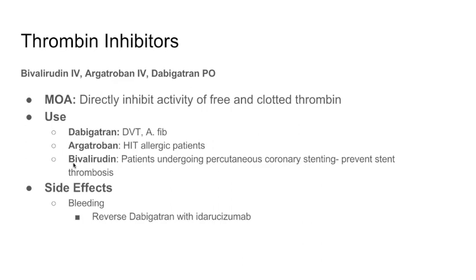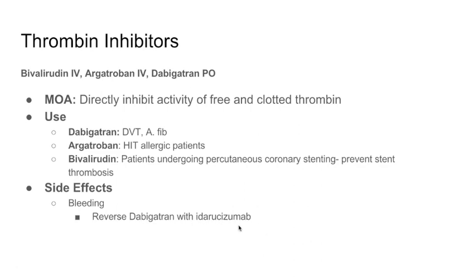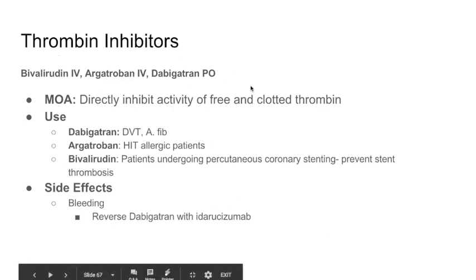And then lastly, bivalirudin is used for patients that are undergoing percutaneous coronary stenting. So the patients that are going to the cath lab, you give them bivalirudin and the role is to prevent stent thrombosis. These medications are very high risk for bleeding. The only medication that has a reversal agent is dabigatran, and you reverse it with a drug called idarucizumab, not very high yield. But the biggest thing that I would take out of this is that these medications are direct thrombin inhibitors.